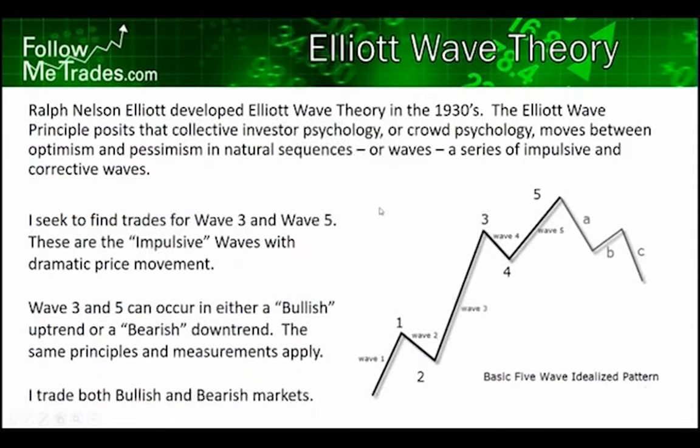Elliott wave theory. This was developed back in the 30s by Ralph Nelson Elliott, and you see what's called the 5-wave idealized pattern here. Elliott's theory says that the market moves in waves, impulsive waves and corrective waves.